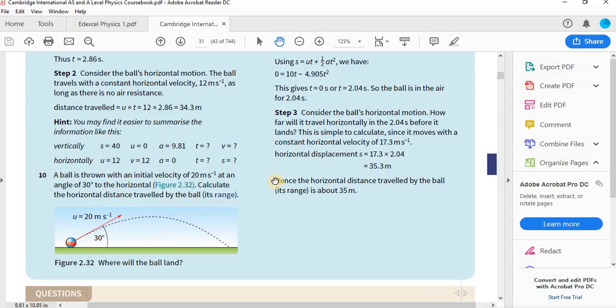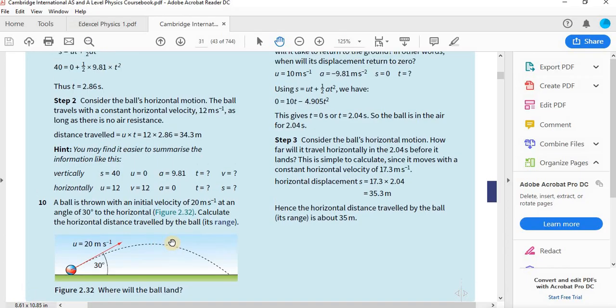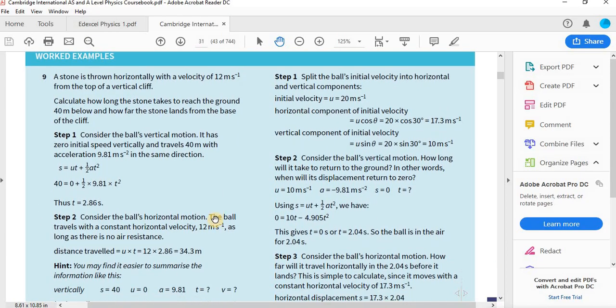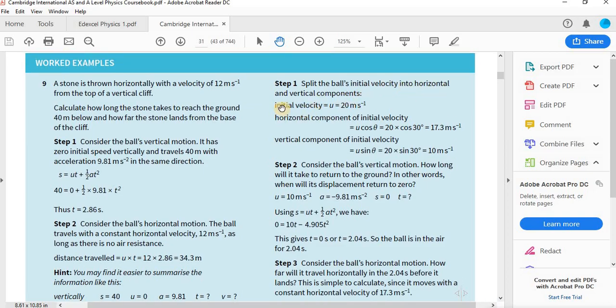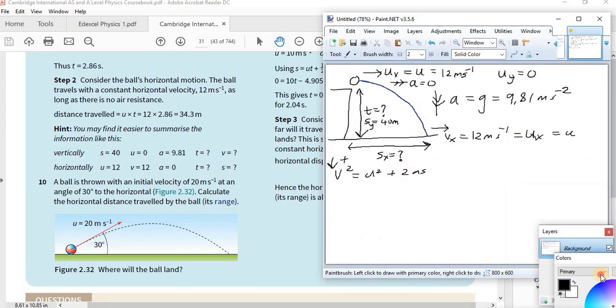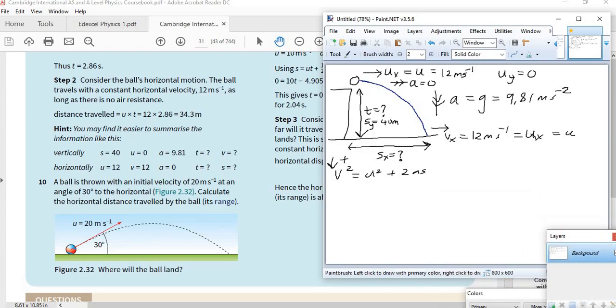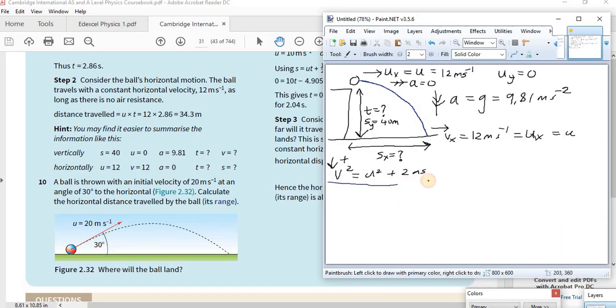We also can label the vertical acceleration here, which is 9.81, vertically downwards. Okay, so let's see how this is done. Split the ball's initial velocity into horizontal and vertical components. So we can also draw a diagram. Okay, so if you separate this, we have this now in the beginning.